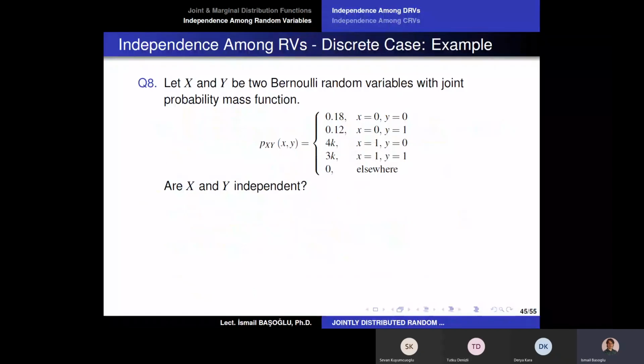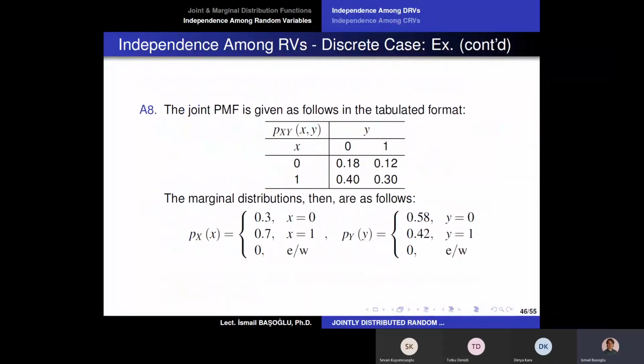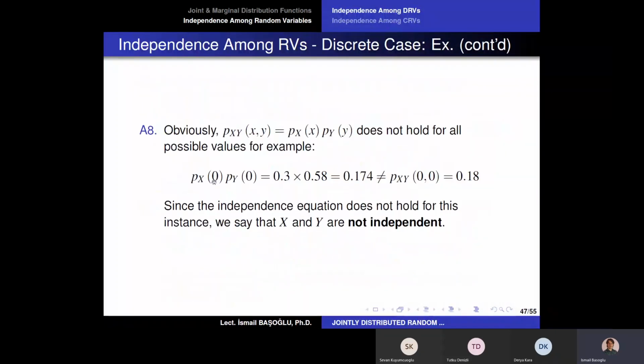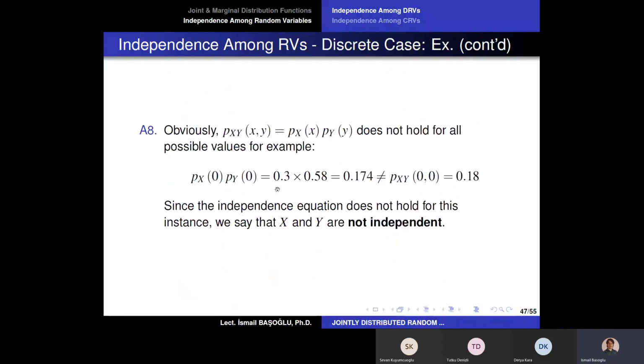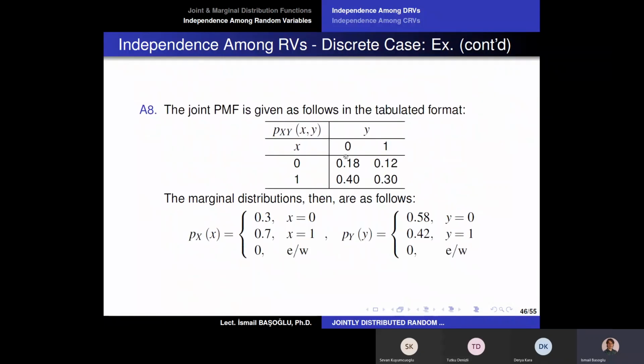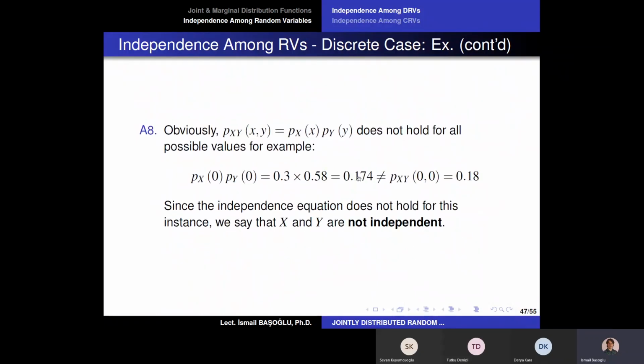Now let's check. Let's try if this equation is true for 0. Now, the marginal probability mass value for x at 0 is 0.3. And the marginal probability mass value for y to be equal to 0 is 0.58. So the product of these two is equal to 0.174. What is the joint probability mass value at 0, 0? It is 0.18. And unfortunately, these two values are different from each other.